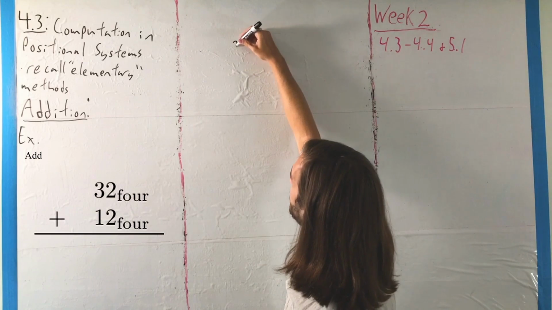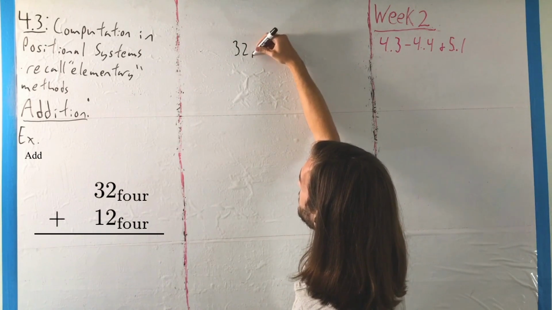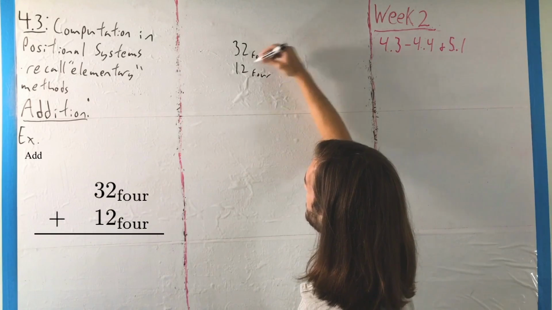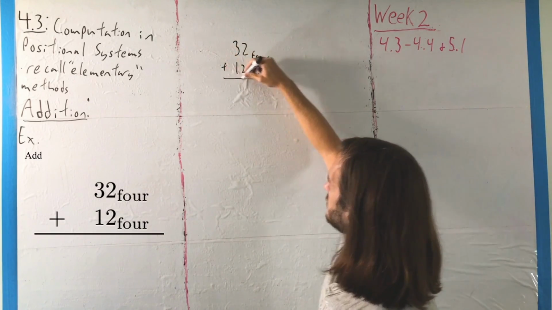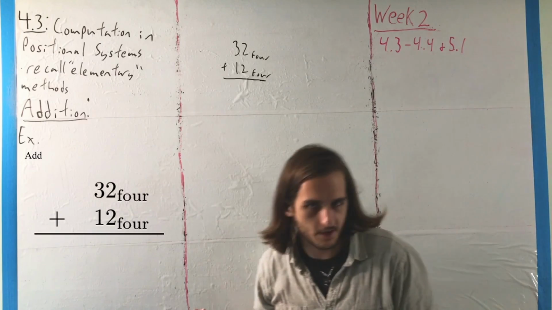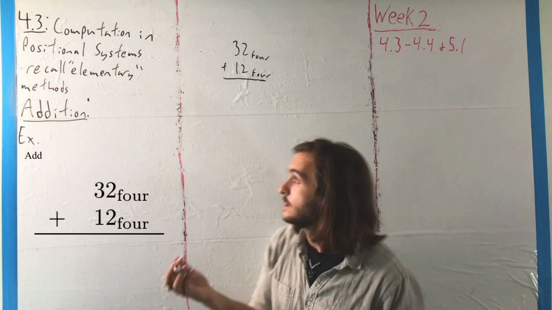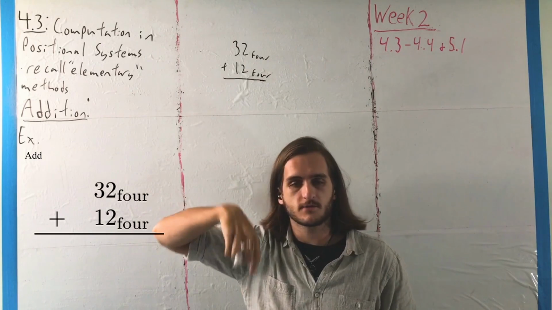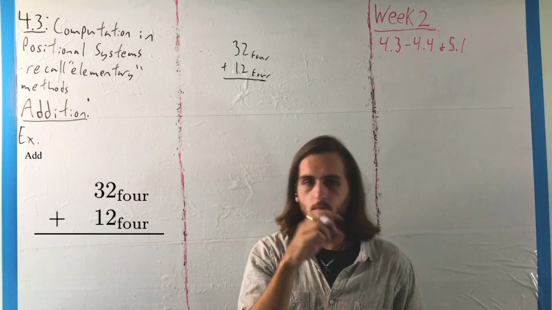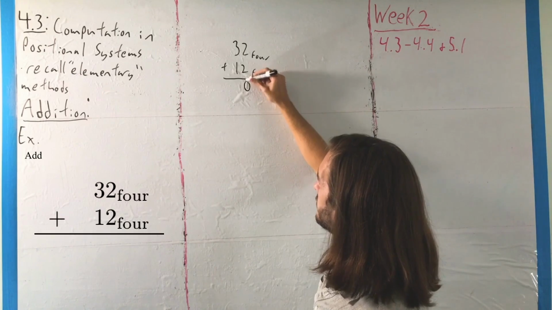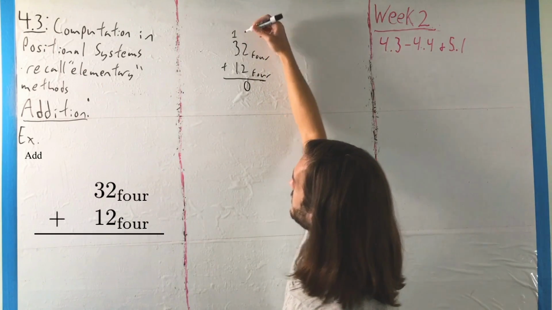But process-wise, if we're going to add 32 and 12 in base 4, it is, again, very much like what we had to do way back in the day when we were learning to carry around our 1s for addition. So, start from our smallest digit. We have 2 plus 2. In base 4, that would be a 1 for a 4 and 0 for the extra digits. So, we're going to have a 0 and then carry the 1.